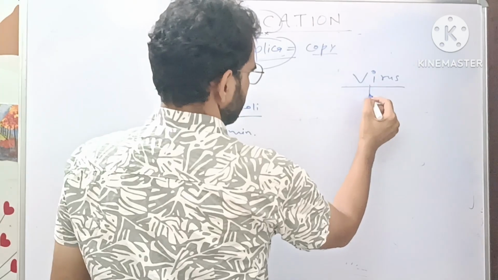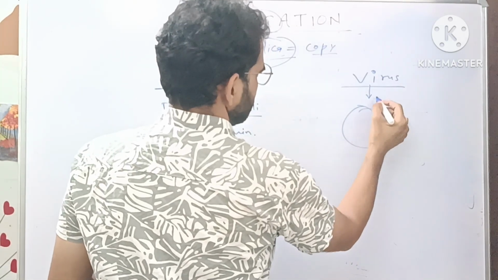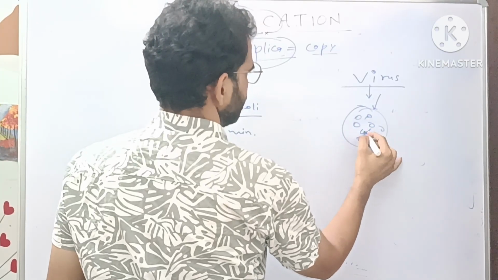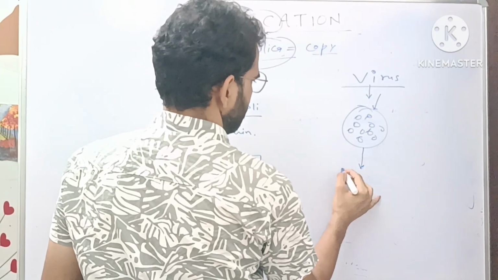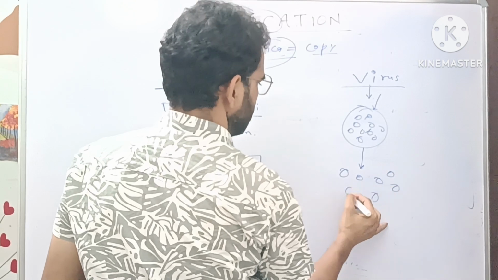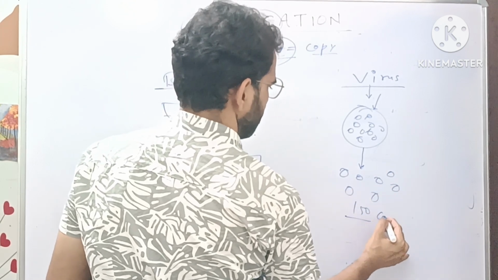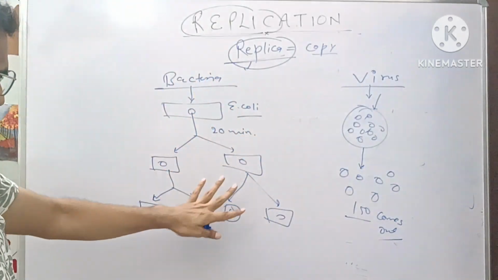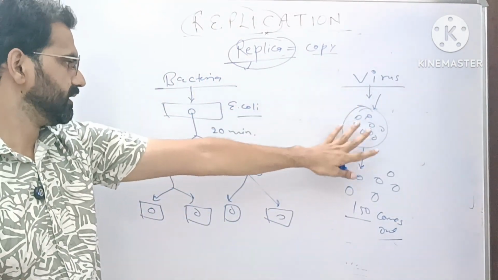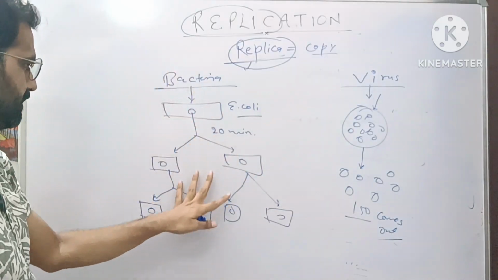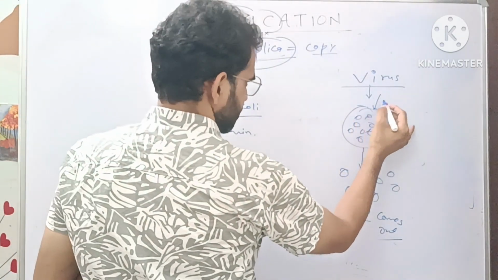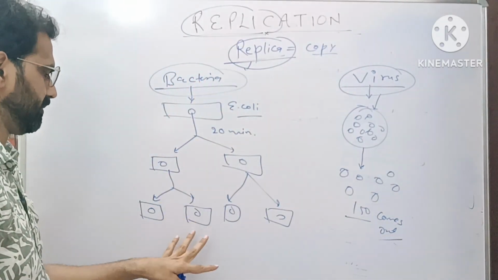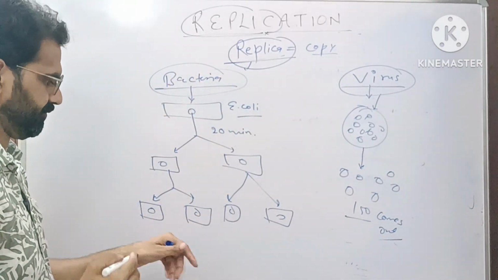But viruses are a little bit different. One virus enters and it multiplies within the nucleus or cytoplasm, and for example 150 comes out. So the replication or the multiplication of virus is a little bit different from the bacteria. The steps involved in virus are different, and steps involved in bacterial multiplication or growth are different.